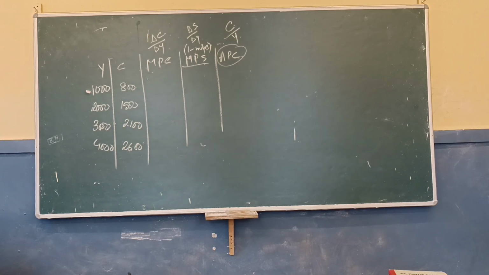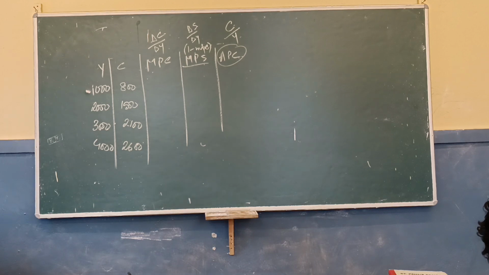This one, delta C means change. First one there is no change, so this one will be less. Second one, what is the change? 1500 minus 800. That is how much? 700. And delta Y is what? 2000 minus 1000. That is 1000. So 700 by 1000. That is 0.7. Understood?